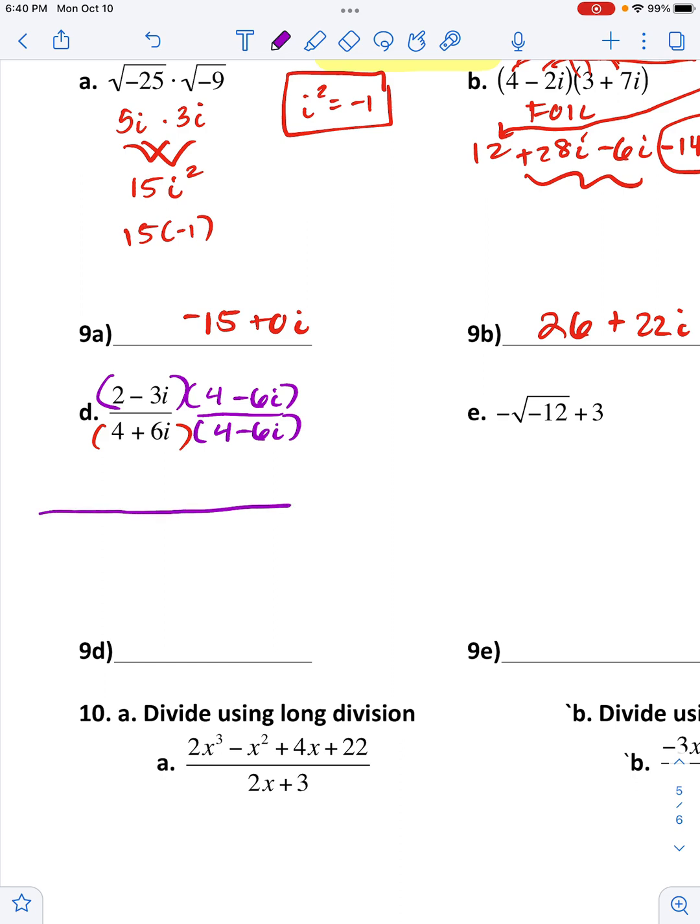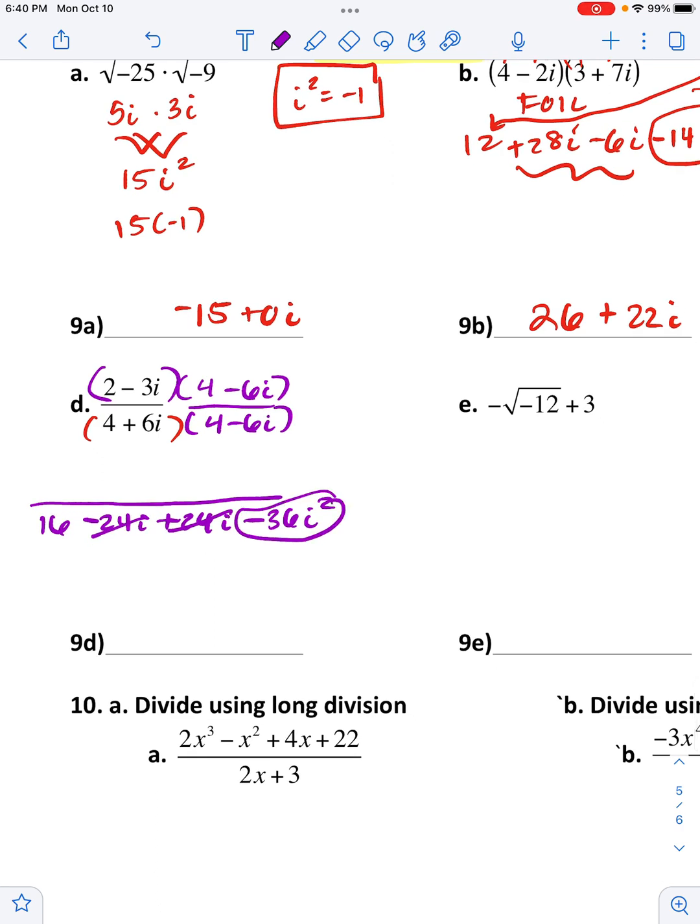The i has to go away. That's the entire purpose. So if I FOIL the bottom, I get first, outside, inside, last, -36i squared. These always cancel or you did something wrong. And then this is going to become a +36, and it's going to add together with that 16 on the bottom. And so the bottom is going to actually become a 52.